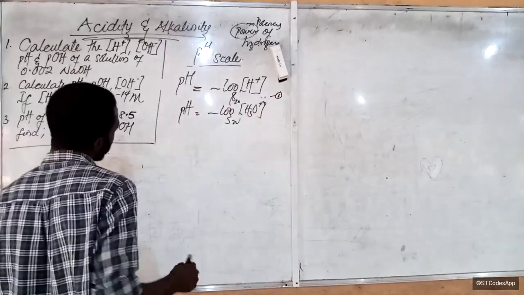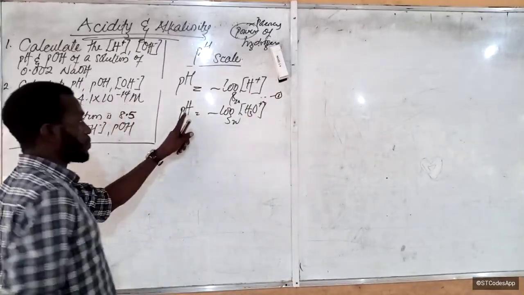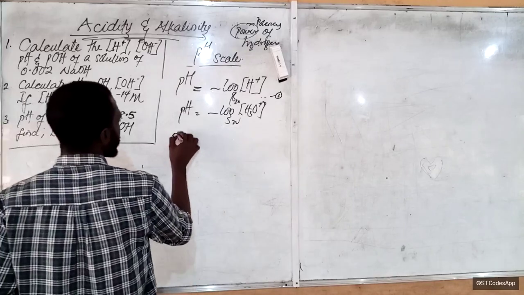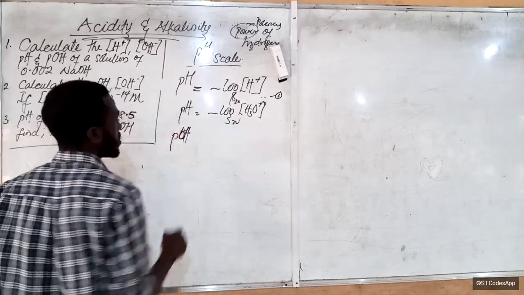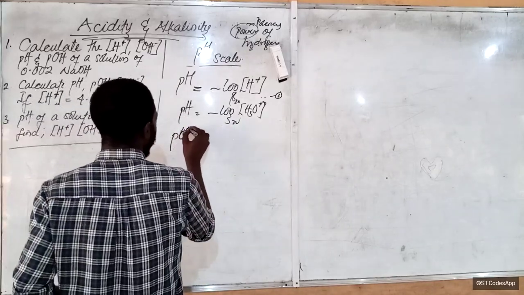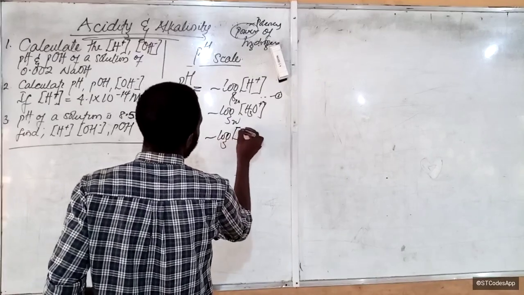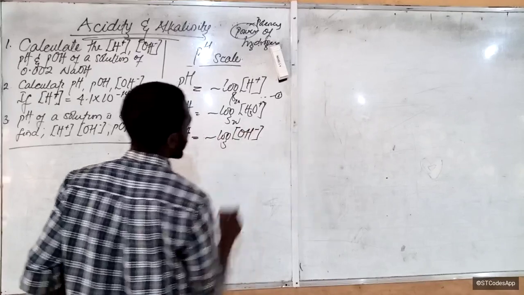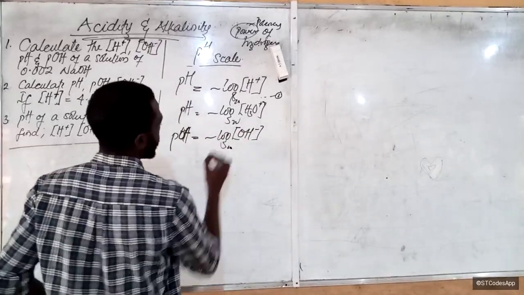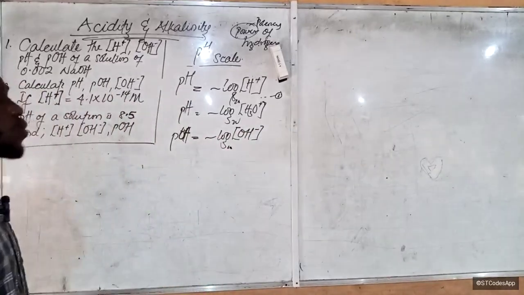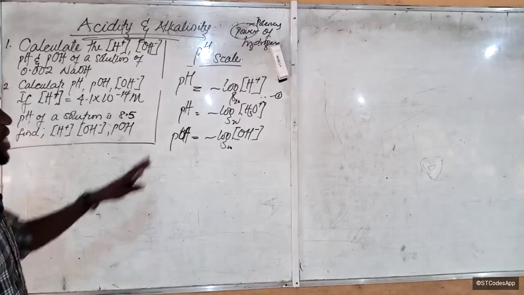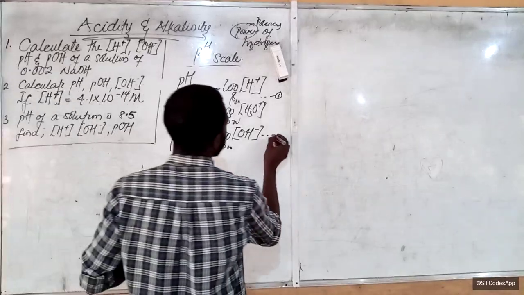Now the second equation is that if pH is the degree of acidity, then pOH will be the degree of what? Alkalinity. So pOH is going to be the negative logarithm of hydroxide ion concentration to the base of 10. That is pOH. All right. Now, this is going to be equation 2.